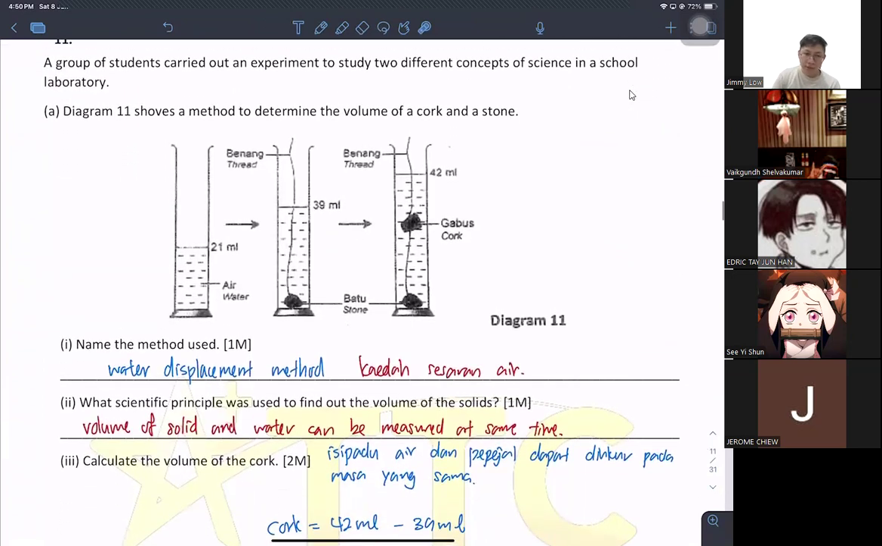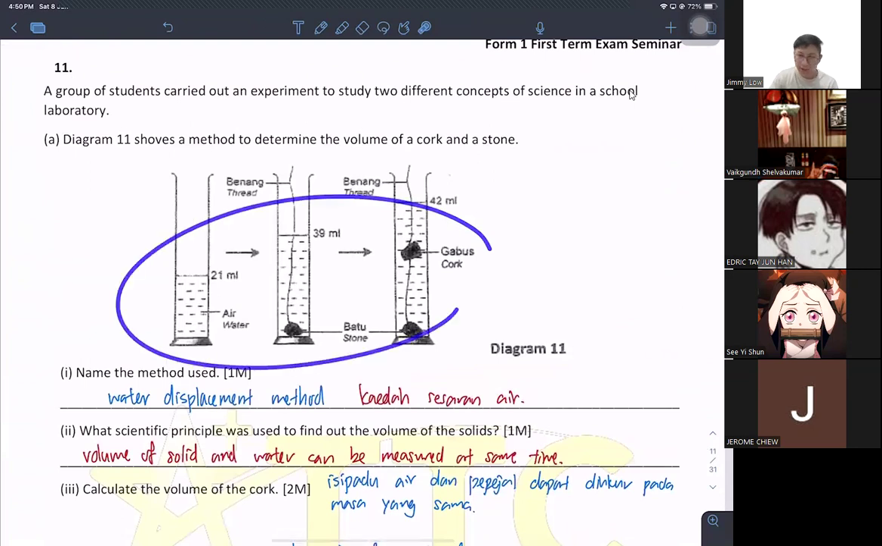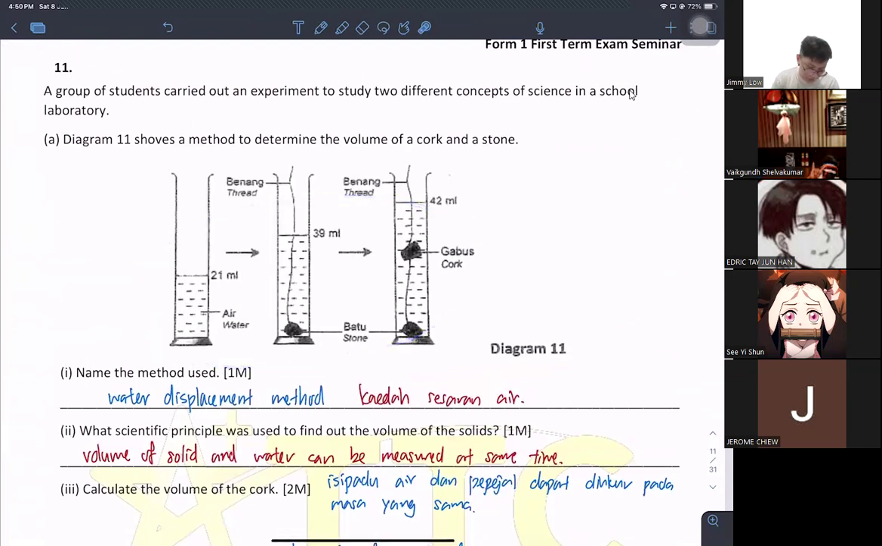So question 11 is about the water displacement method. So know this thing, their name. You put water here, you put something inside to measure the difference between the volumes. That is the so-called water displacement method. Kaedah sesaran air.